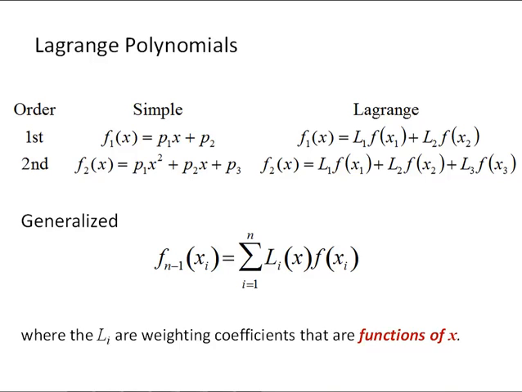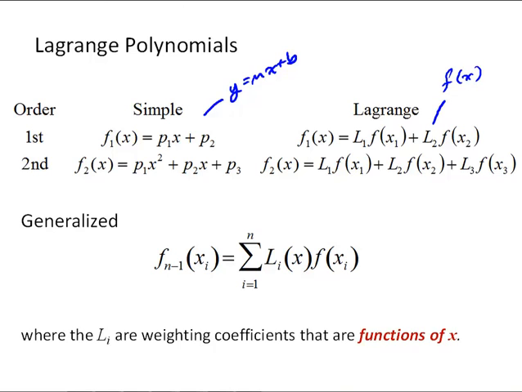It's basically a stylized way of writing a polynomial. And so here's a couple examples. A first-order polynomial, we know a simple polynomial would be f of x is equal to some p1 of x plus p2, analogous to y equals mx plus b, or the equation of a line. And the Lagrange polynomial would be written as L1 times f of x1 plus L2 times f of x2, where f of x1 and f of x2 are known data values, and L1 and L2 are called weighting coefficients, and they are functions of x.